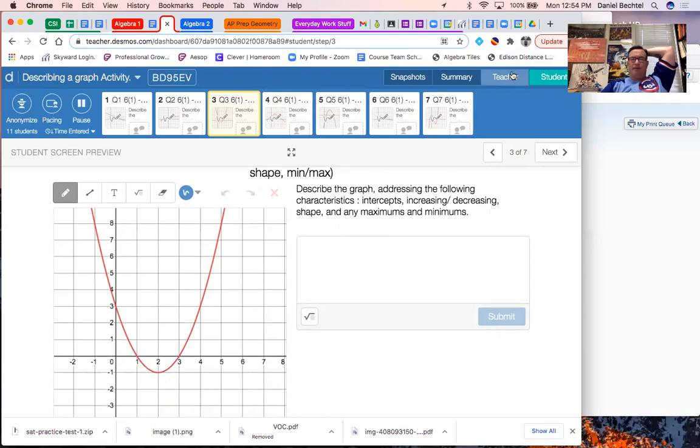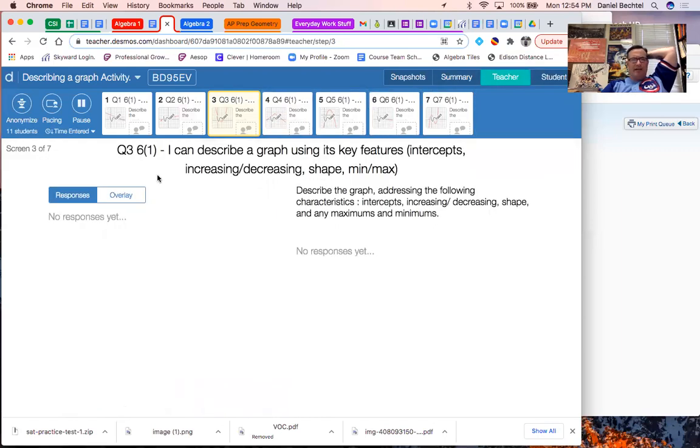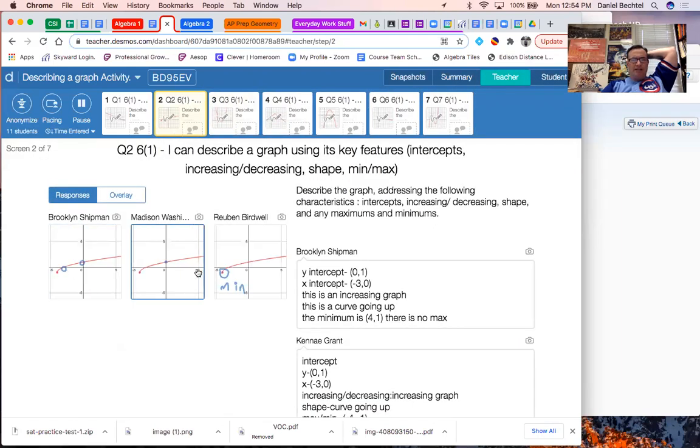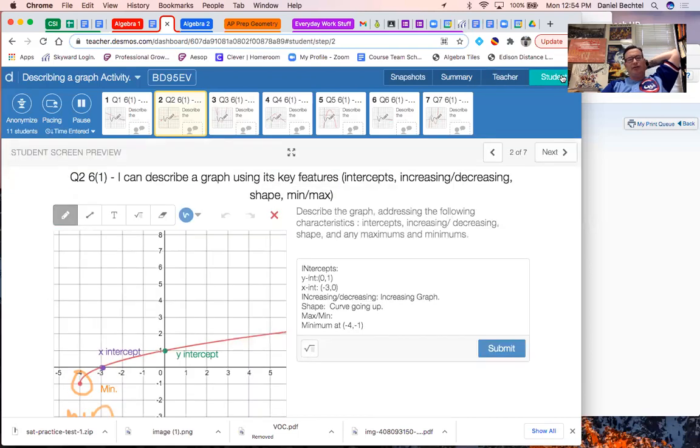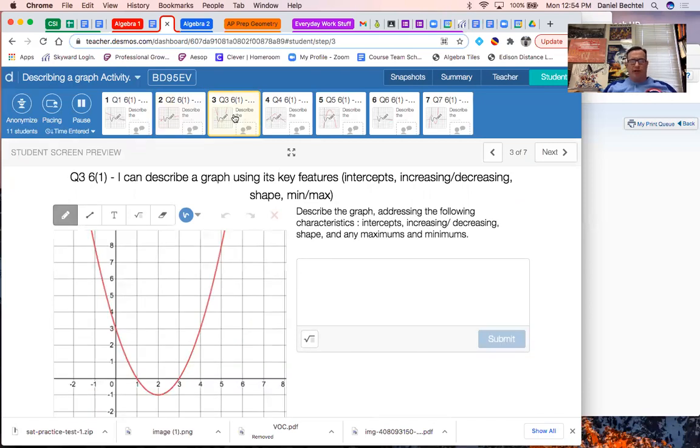If I look at my teacher version, nobody's done anything here. Did anybody do anything for number 2? Yeah, I got some people that wrote some things down. That's awesome. And that's kind of what I'm looking for, guys, is for you to get sort of some practice at this. Let's talk about 3 and see what we can kind of come up with.